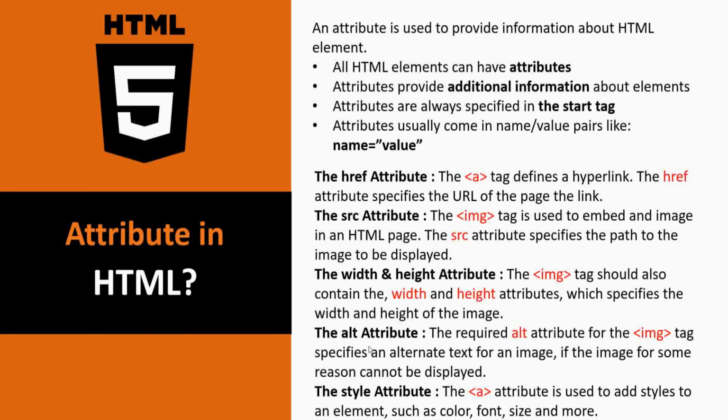The alt attribute: the required alt attribute for the image tag specifies an alternative for an image if the image for some reason cannot be displayed. If the image is not displayed on the page, it will show an error message, which is the alt message. The style attribute is used to add style to an element such as color, font, size, and more.